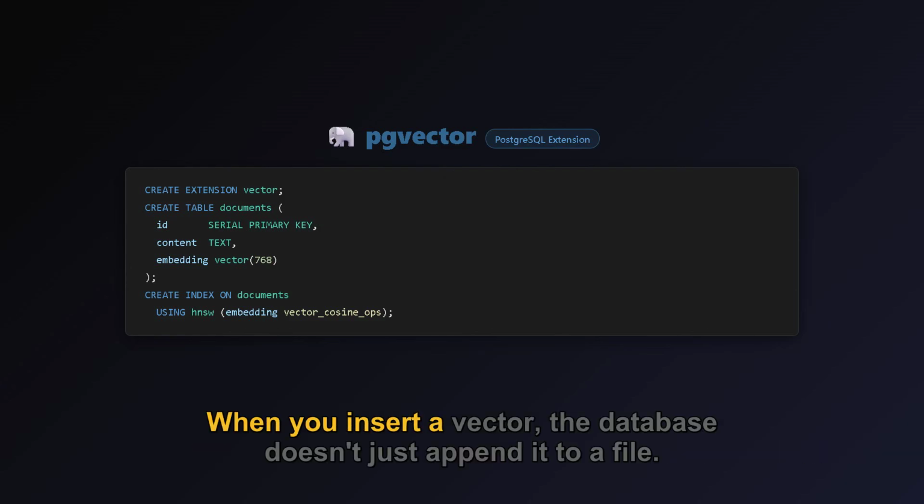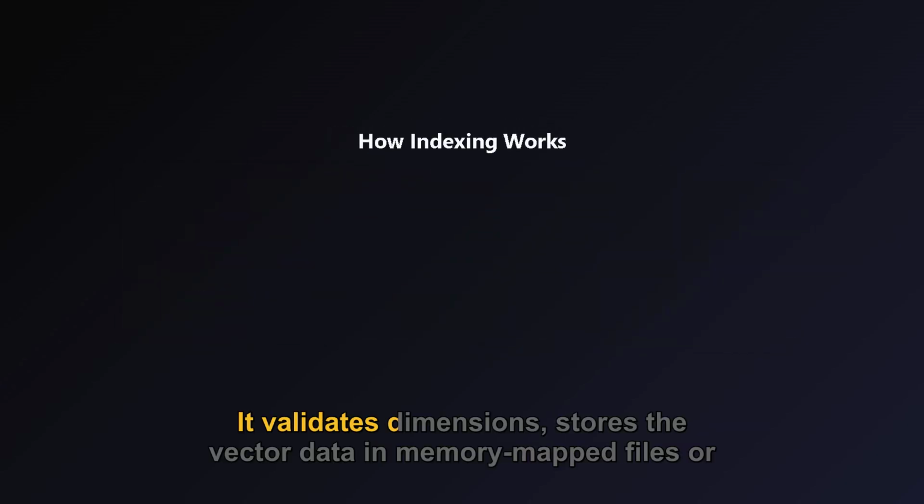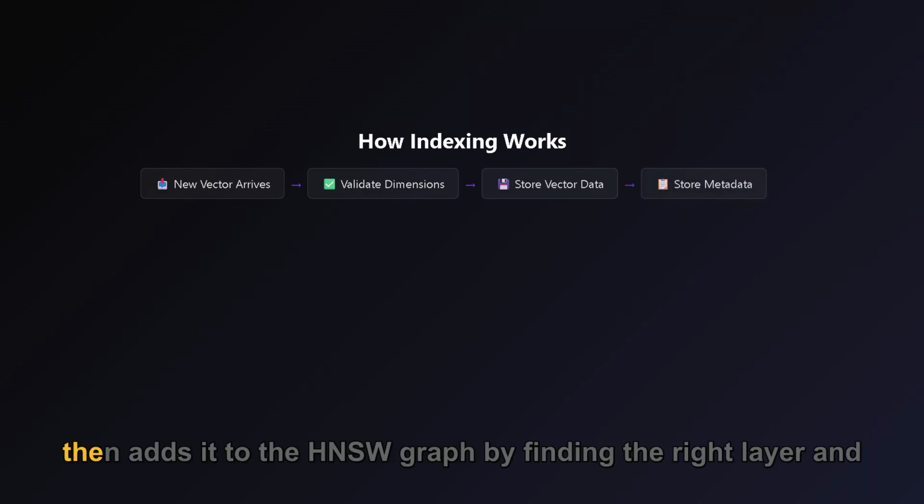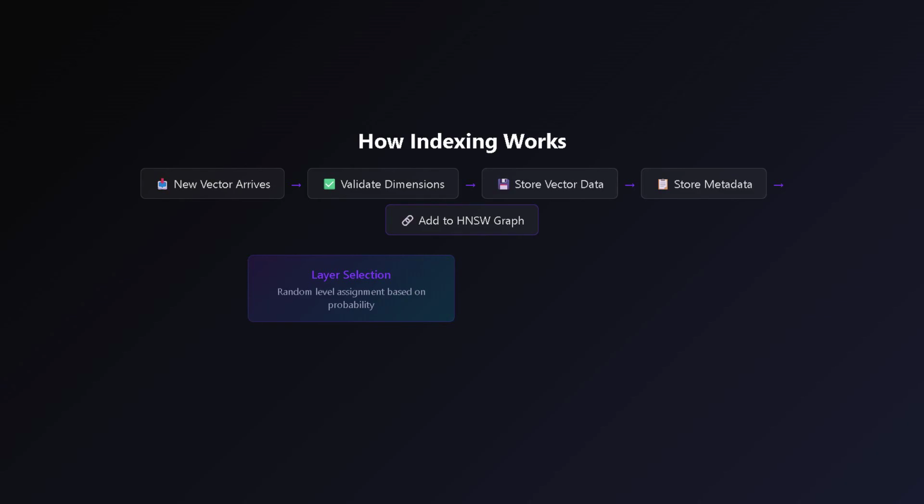When you insert a vector, the database doesn't just append it to a file. It validates dimensions, stores the vector data in memory-mapped files or RAM, stores the metadata in a key-value store, and then adds it to the HNSW graph by finding the right layer and connecting to nearest neighbors.